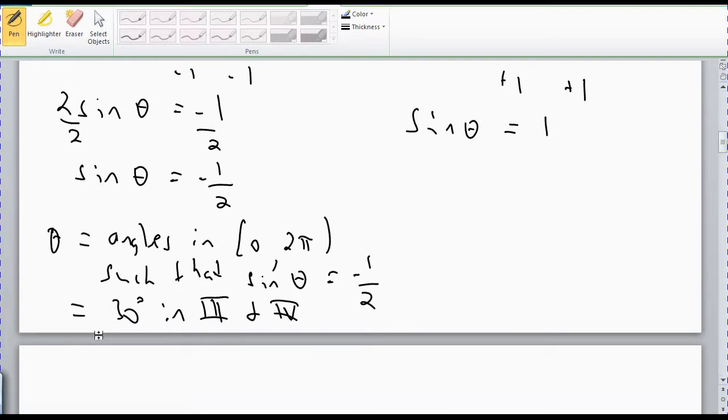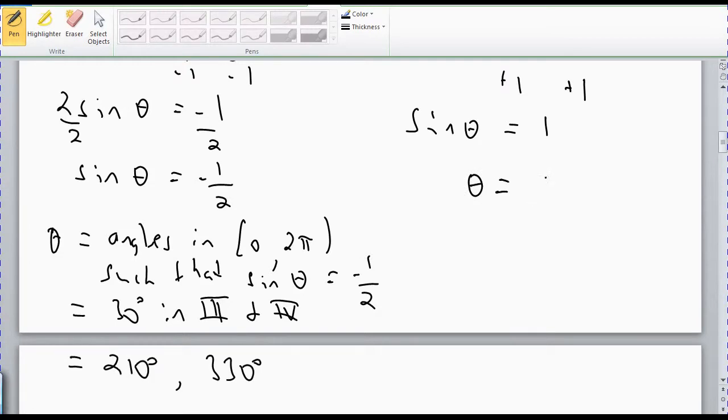And what those are, in the third quadrant, it's 180 plus 30, which is 210 degrees. And then the fourth quadrant is 360 minus 30, which is 330 degrees. Now I'll come back and convert those into radians. But for now, let's go over here.